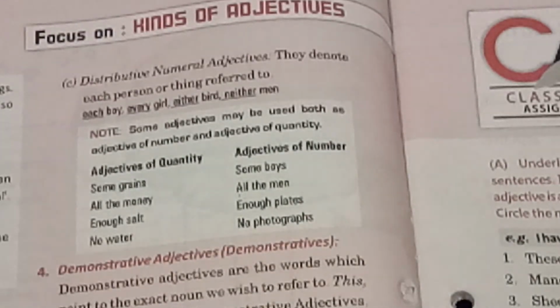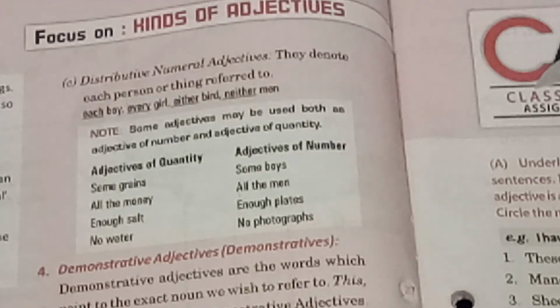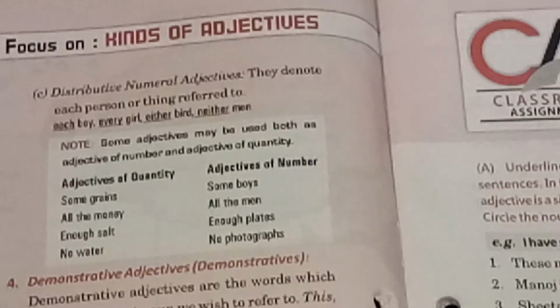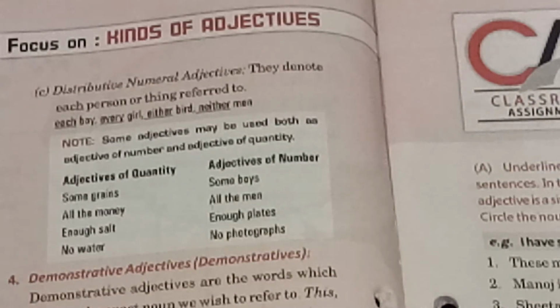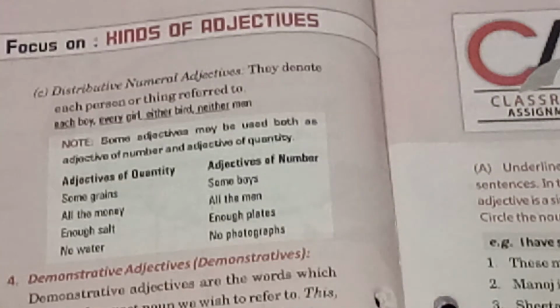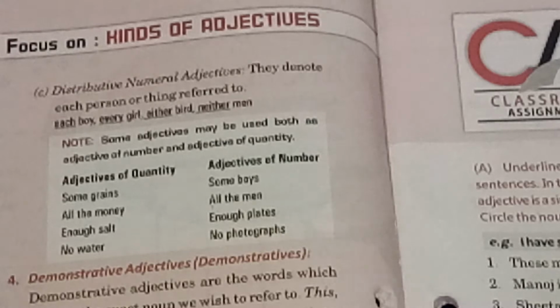They denote each person कि हर बंदा, but the nouns associated with these adjectives are countable, like each boy, every girl, either bird, neither man, both. All these boys, girls, birds, men, they are countable. That is why the adjective with them is known as the distributive numeral adjective, right?